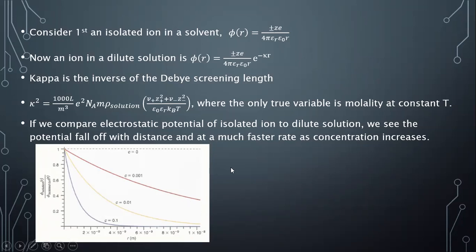So the more concentrated, the more we're going to screen the chemical potential, the more we're going to block other molecules from seeing the solution, the more we're going to say, hey, pay attention to me. So we're going to see this drop off as concentration increases.